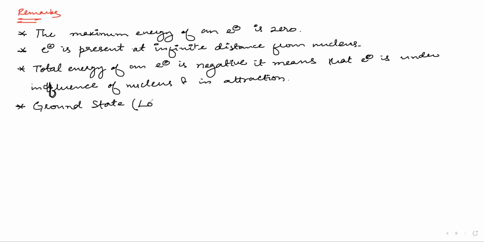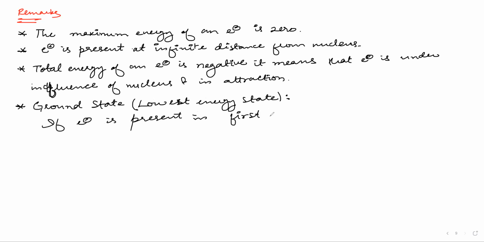Now there is one term which is known as ground state. Ground state is the lowest energy state. What is the lowest energy state? Write this: if the electron is present in the first orbit, then it is called GS, not general studies, it is ground state. Then there is a term which is known as excited state.